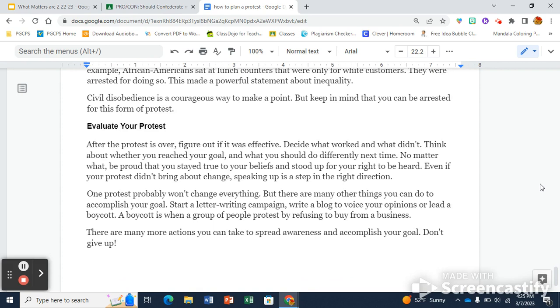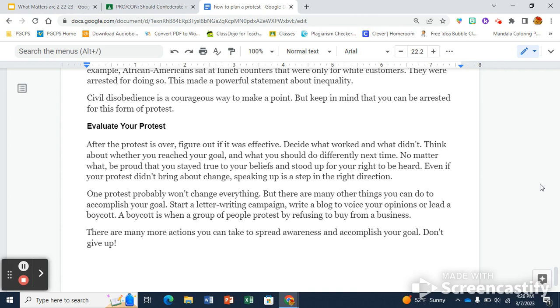Evaluate your protest. After the protest is over, figure out if it was effective. Decide what worked and what didn't. Think about whether you reached your goal and what you should do differently next time. No matter what, be proud that you stayed true to your beliefs and stood up for your right to be heard. Even if your protest didn't bring about change, speaking up is a step in the right direction.